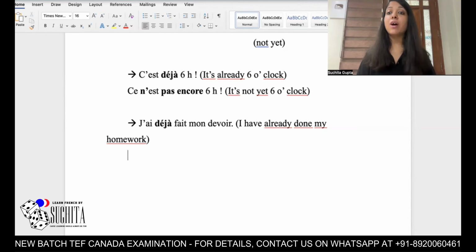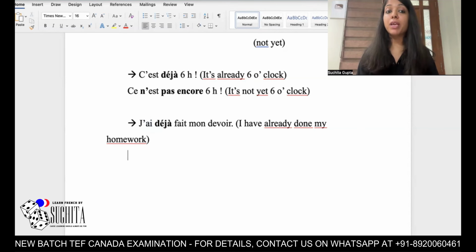Now, on your screen, you have the second example, which is j'ai déjà fait mon devoir, which means I have already done my homework. Now, if you see over here, again, the word is déjà. Of course, the negation would be ne plus verb plus pas encore, as I already explained to you. The next task is that you have to search for the verb. The verb is ai, which is actually the verb avoir.